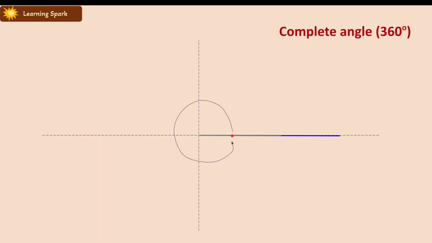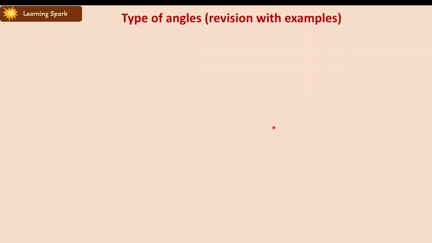But now we are measuring the angle outwards. We are measuring the whole angle like this. We are not measuring the angle which is in between these two. We are measuring the angle all the way around like this. This is called a complete angle. We are rotating the whole circle. That is called a complete angle or 360 degree angle. Okay, so let's revise this.